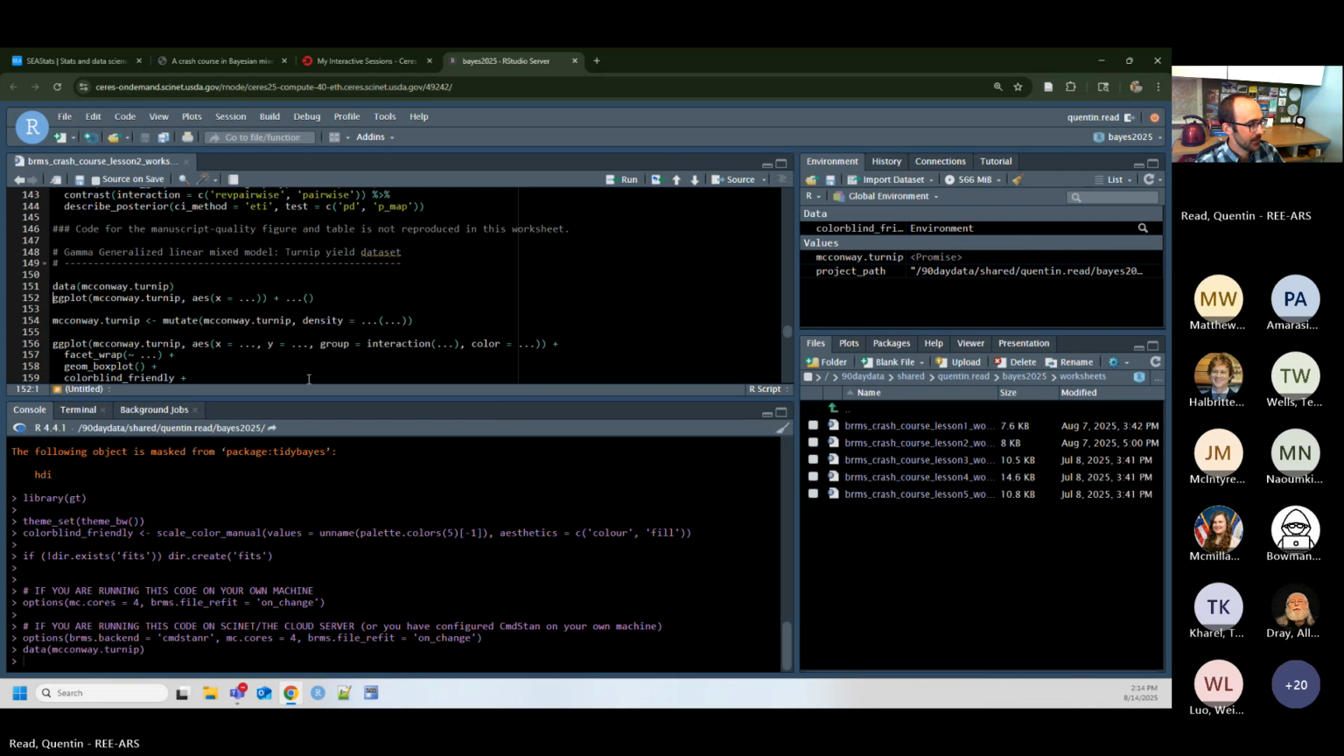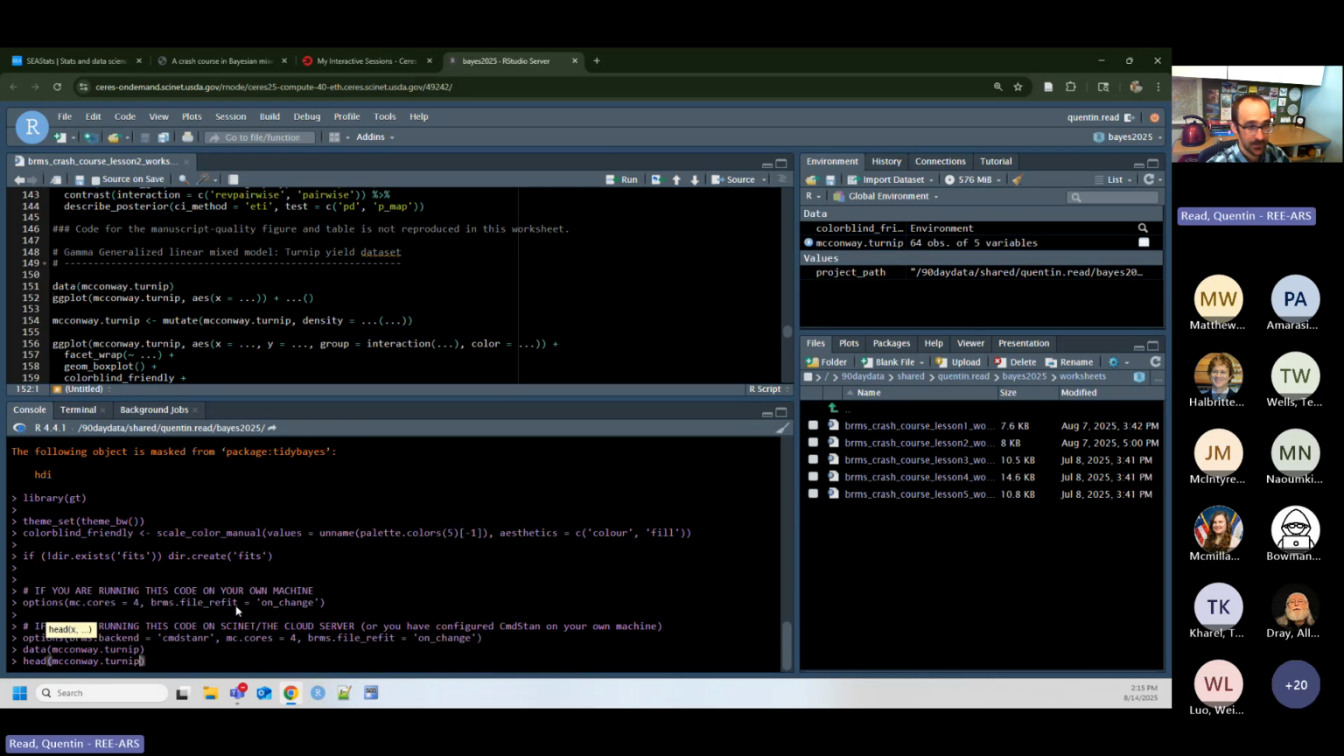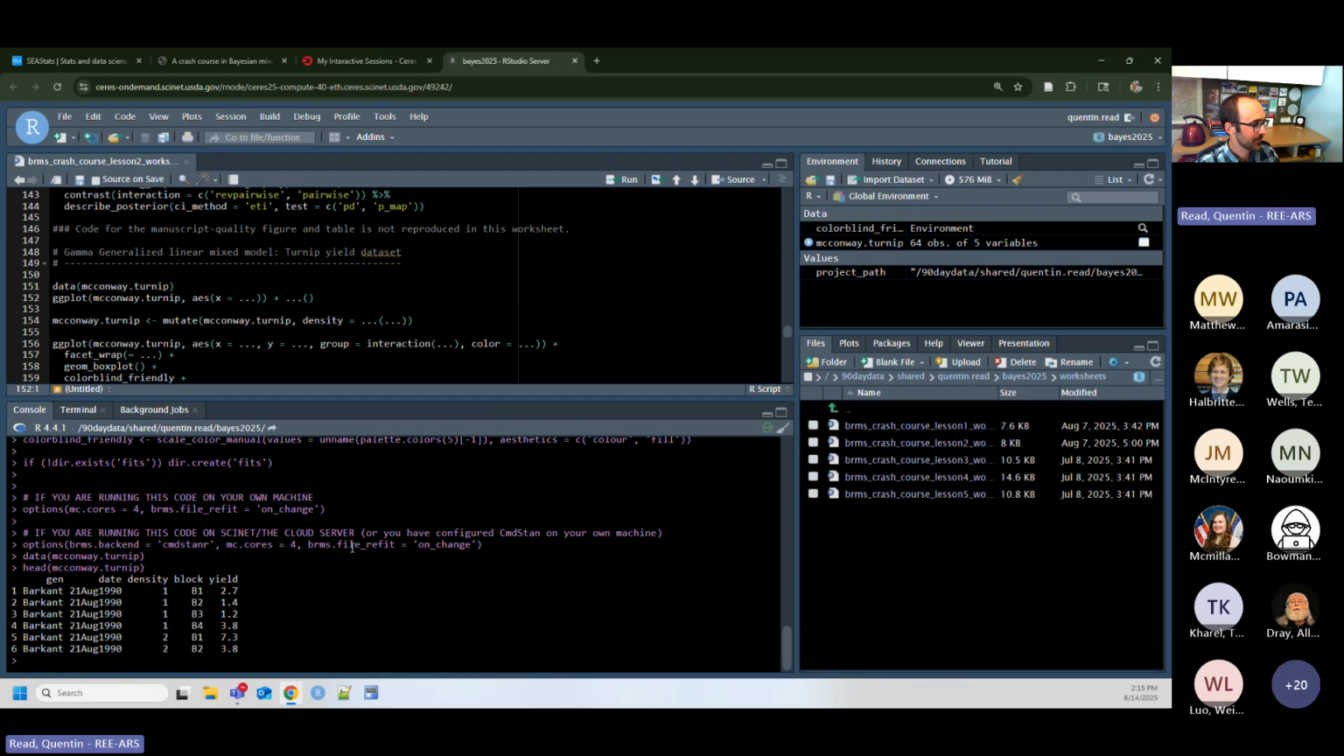Okay. Now I'm just going to go ahead and type in my console head parentheses McConway dot turnip. That's the name of the data set, just so we can see what's in there. What are the different columns that we have for this example data set? We have a gen column for the genotype. They're comparing the yield of 2 genotypes. And this is a 3-way factorial experiment because we have 2 different genotypes.